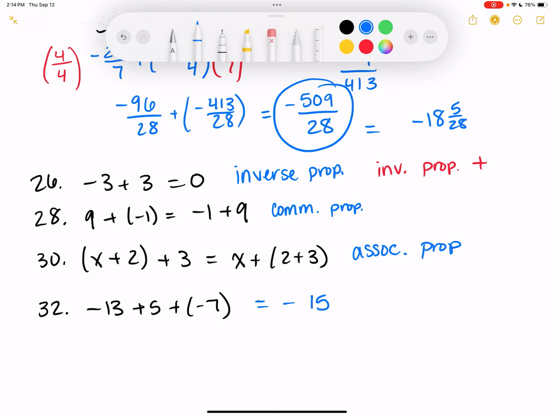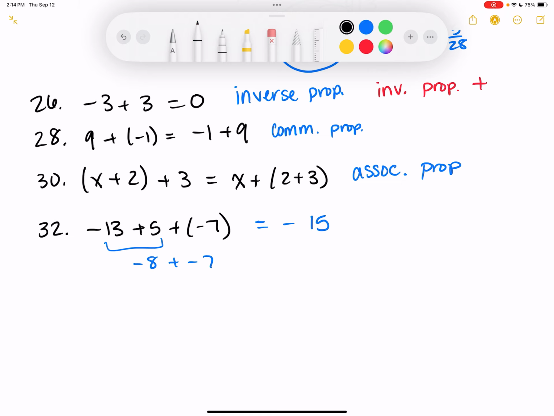I don't mind you doing that in your head. If you need to write it out piece by piece and say this was -8 plus -7, that's fine too. But I will allow just mental math on these ones.